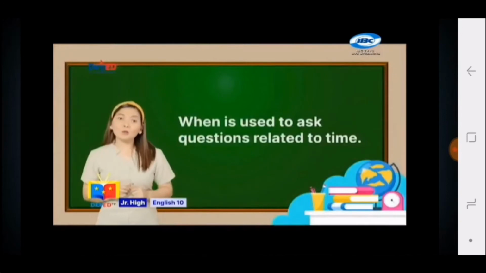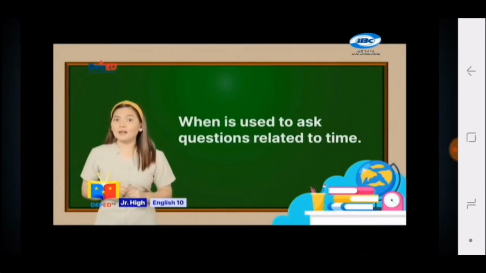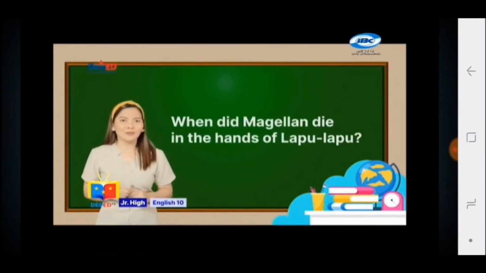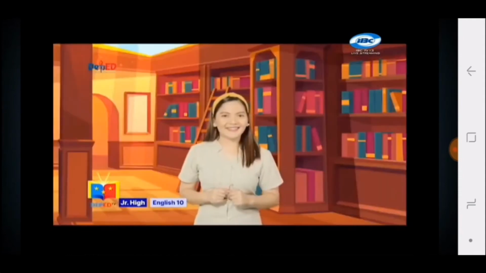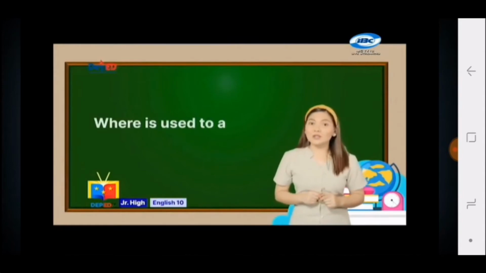But when asking about questions related to time, we use when. We could use it to ask about history, like, when did Magellan die in the hands of Lapu-Lapu? Correct. Magellan died on April 27, 1521. Another is where, used when asking questions about places.